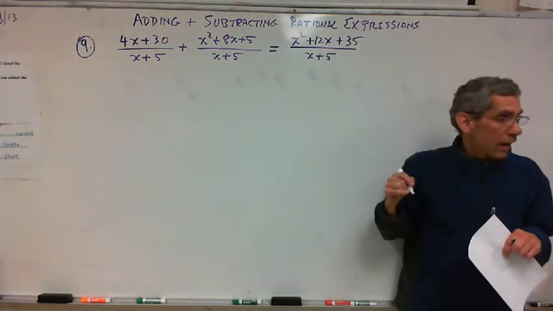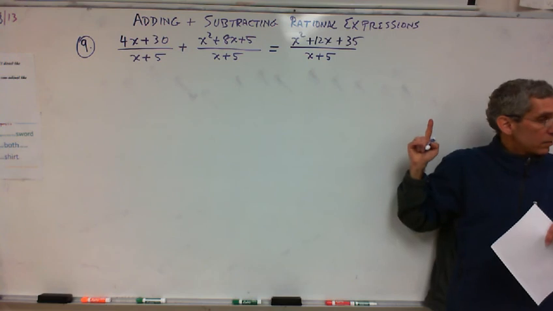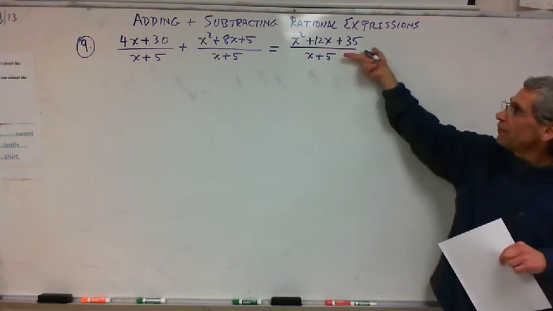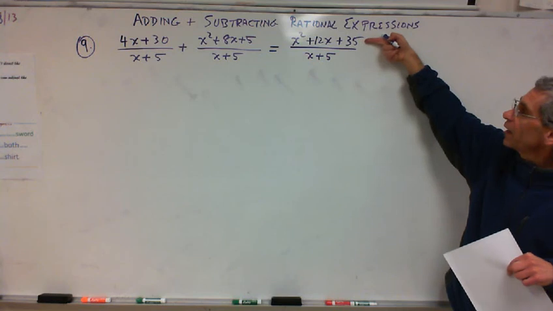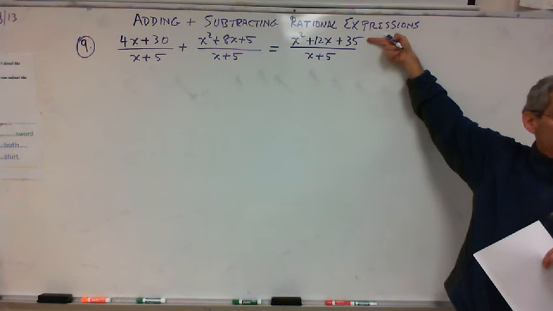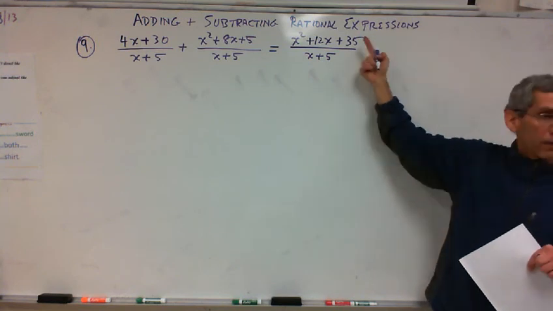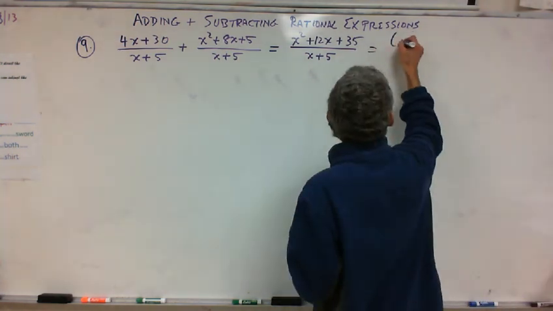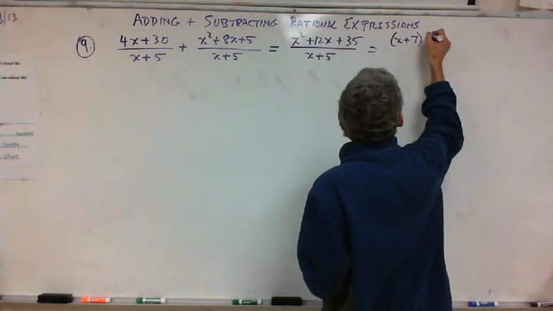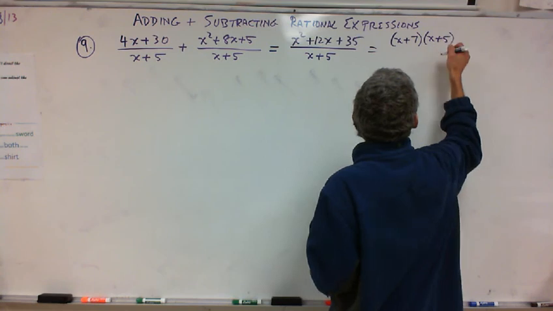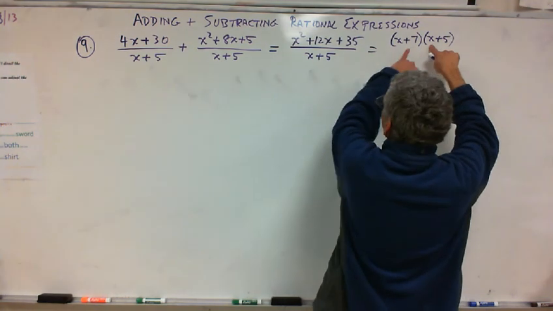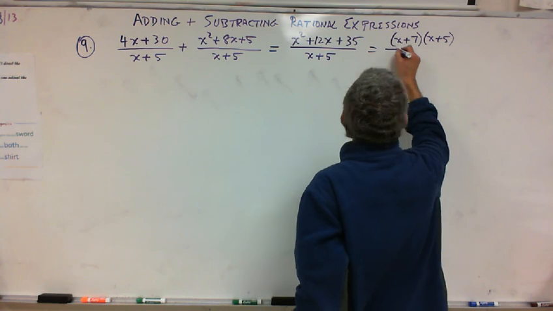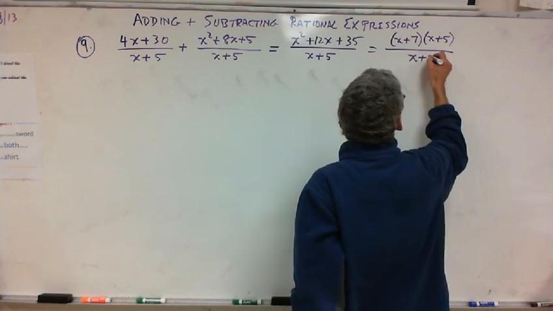All right, so now I've gotten my answer. But now I have to ask, can I factor anything? Well, I can't factor the x plus 5, but could I factor that? What would it be? Factors of 35 that add to 12. Okay, so we've got x plus 7 times x plus 5. Let's just double check. 5x plus 7x is 12x. Outside plus inside. Yes, that's it. All over x plus 5.